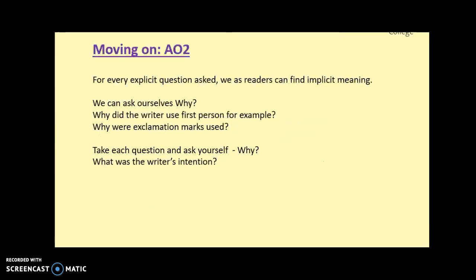So, moving on. AO2. Assessment Objective 2. For every explicit question asked, we as readers can find implicit meanings, which is what does it suggest. So we ask ourselves, why? Why did the writer use the first person, for example? Why were the exclamation marks used? Take each question and ask yourself, why? What was the writer's intention, and what effect does it have on you, the reader?